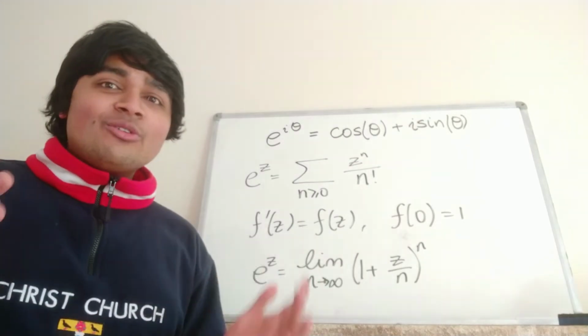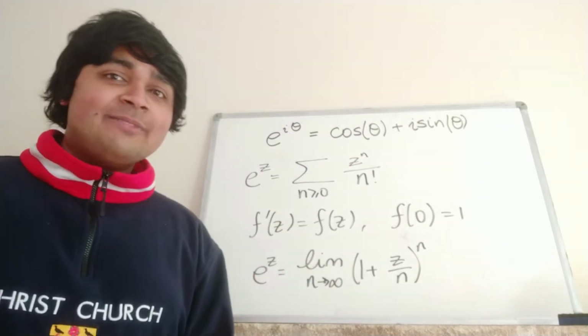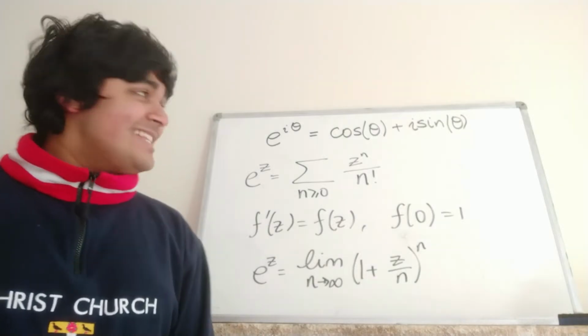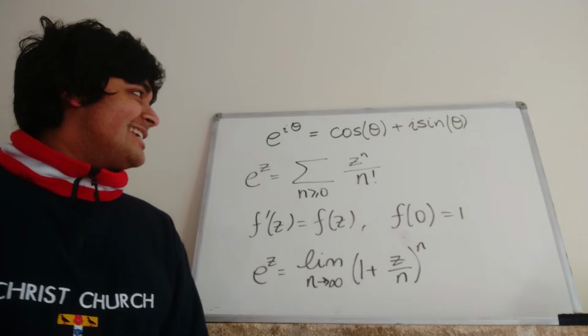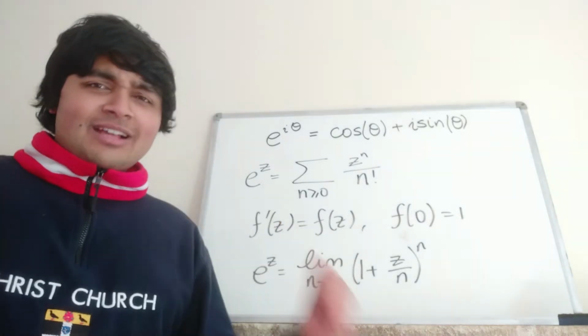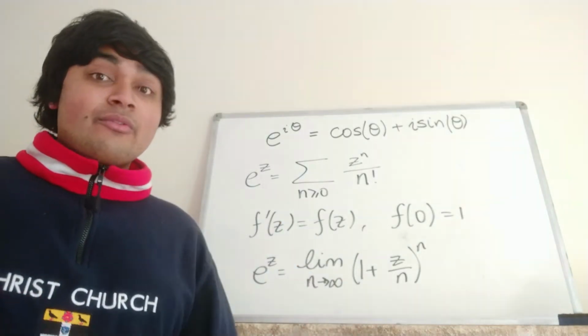I'm going to show you a non-standard proof of Euler's formula. So let's quickly recap what Euler's formula is. It says that e to the i theta equals cosine theta plus i sine theta. Okay, now as I said, this is going to be a non-standard proof of Euler's formula.